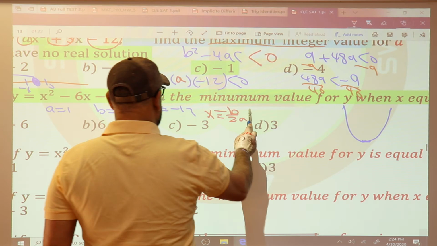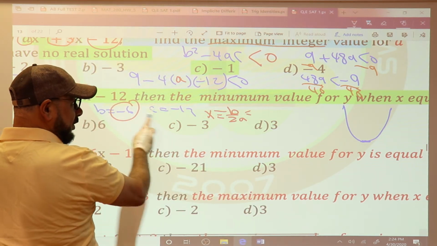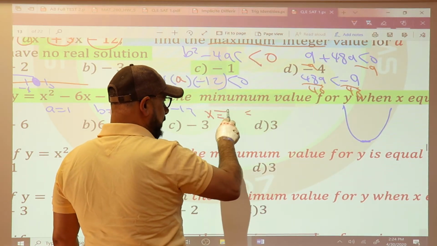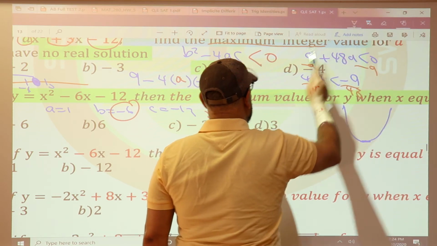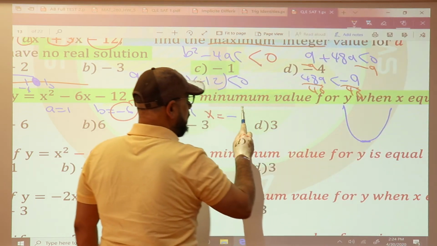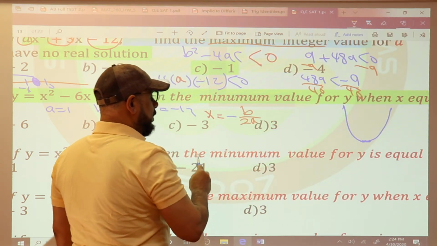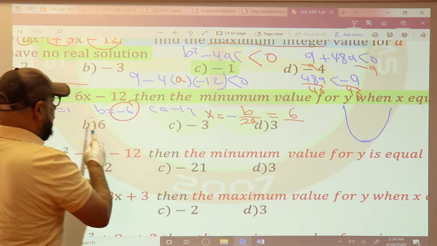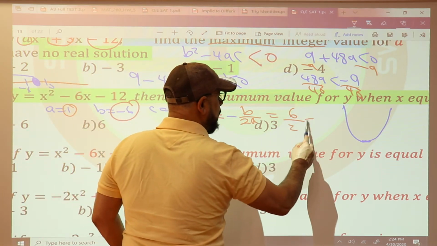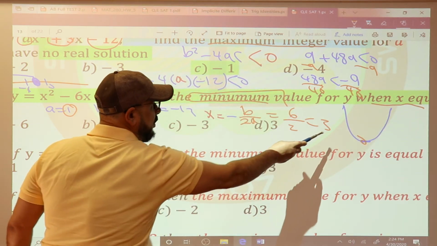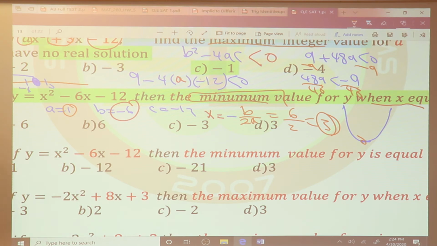Negative b over 2a: b is negative 6, so negative b becomes 6, and a is 1, times 2 is 2. So 6 over 2. Then the minimum value occurs when x equals how much? 3. Where is the 3? Let's see. Yes, D.